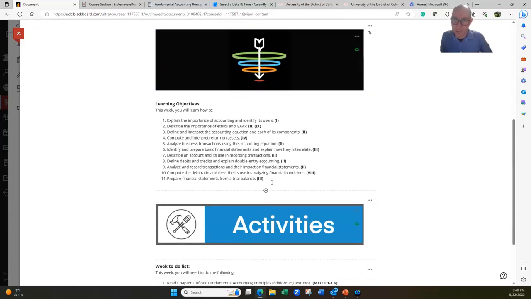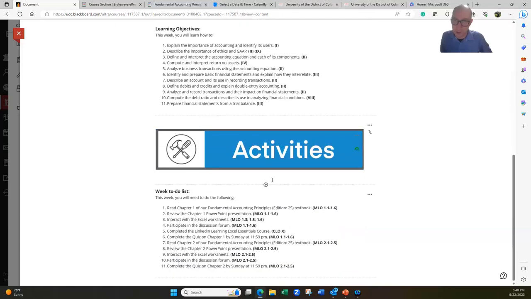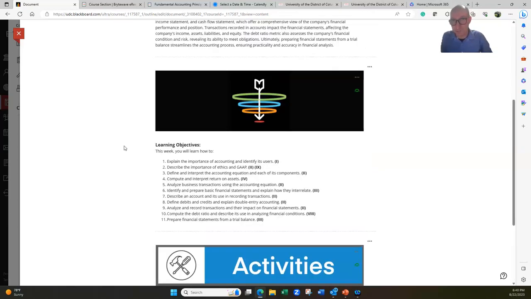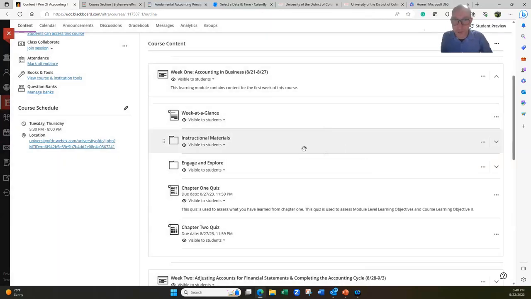You will have the learning objectives that we're going to cover during this week, and of course, the wonderful lengthy to-do list. You'll notice the to-do list looks a little long. It's actually a little shorter than this, honestly, but it's chapters one and two, some Excel worksheets for practice, a discussion forum, a LinkedIn Learning certificate, and then the two quizzes. So really, there's four things you have to do by the end of the week, for Sunday night, but this just shows you what you should be doing in each week. This week at a glance.